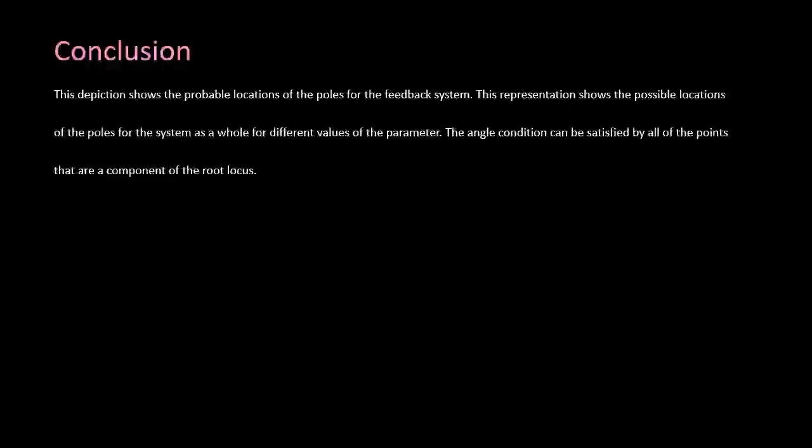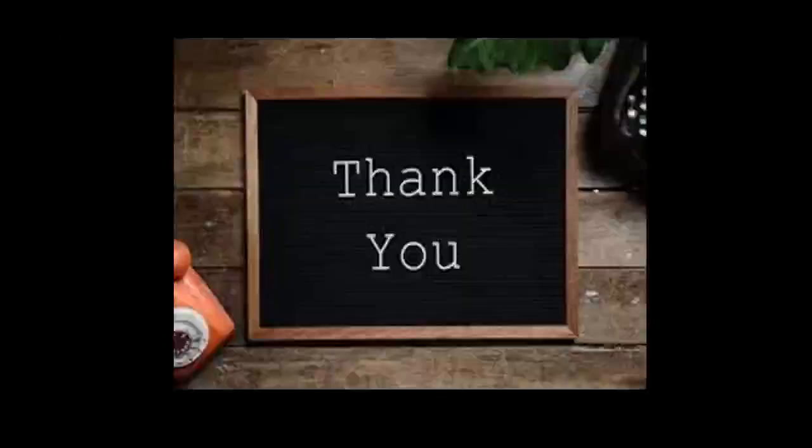Now coming to the conclusion of the locus on dual networks of locus diagram, the depiction shows the probable locations of the poles in the feedback system. This represents the possible locations of the poles in the system for different values of the parameters. The angle condition can be satisfied by all points as the components of the root locus diagrams. Hence, we have explained all the types of locus diagrams and their application by taking an example of an RL circuit locus diagram. Thank you.